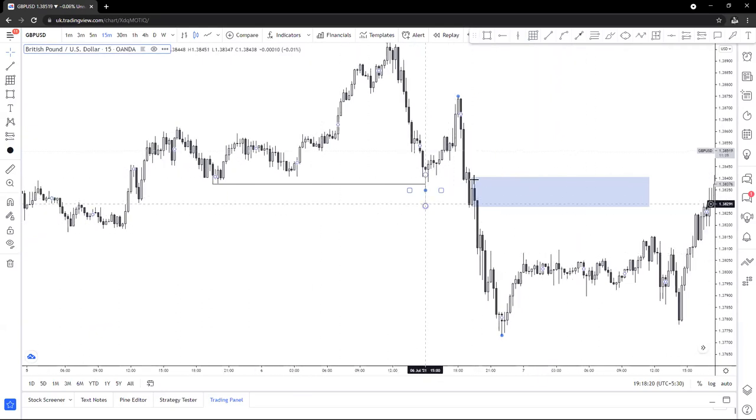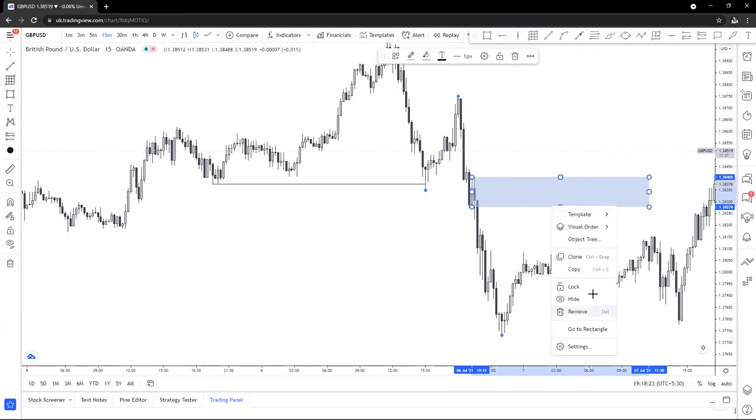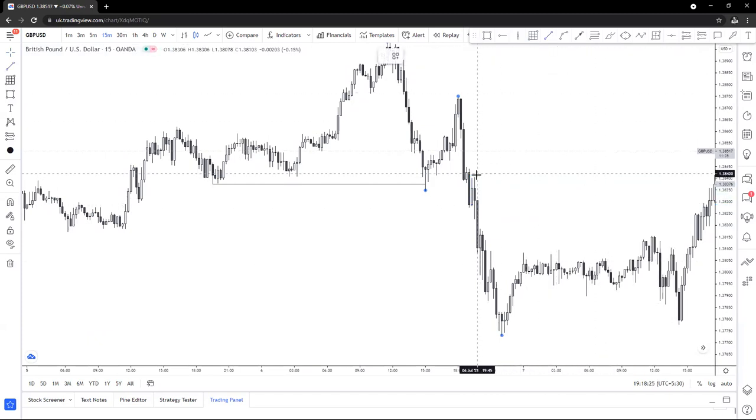I told you, we must identify the trap. So now we know that there is a pool of liquidity resting above this high. Because why? Smart money traders place their stop above this.